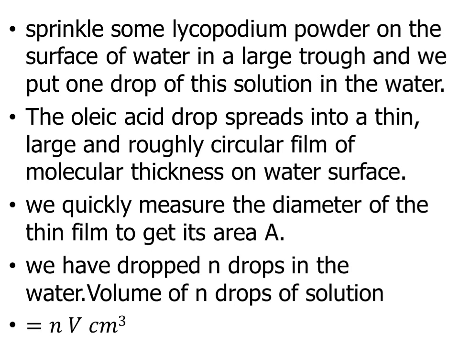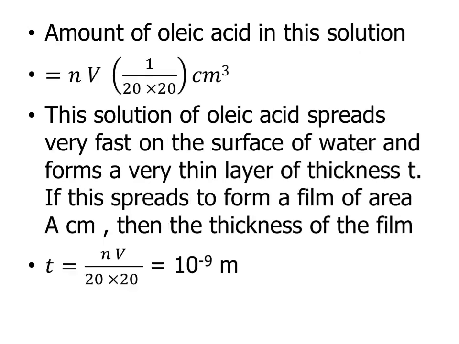If we have dropped n drops in the water, then the volume of n drops of the solution is n into capital V, the SI unit is centimeter cube. The amount of oleic acid in the solution is n into V into 1 divided by 20 into 20 centimeter cube. This solution of oleic acid spreads very fast on the surface of water and forms a very thin layer of thickness t. It spreads to form a film of area capital A centimeter square.